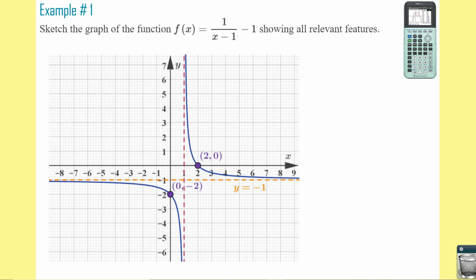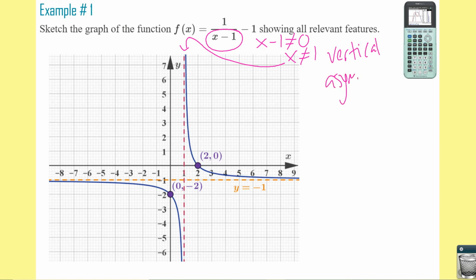Because think about it. I have a restriction here. x minus 1 can't equal 0, so x can't equal 1. Well, hey, look what my vertical asymptote is. All right, so your vertical asymptote can come from your domain restriction. Okay, that's one way to get it.